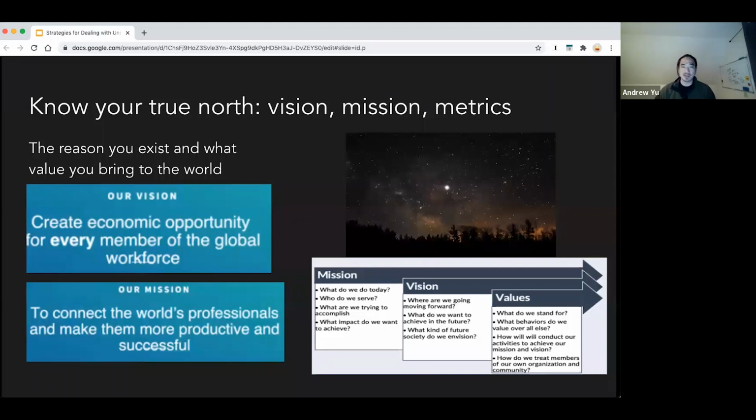And then, of course, some really good examples here. This is LinkedIn's vision and mission, which I think are just so well put together. The vision is create economic opportunity for every member of the global workforce. And the mission is to connect the world's professionals to make them more productive and successful. So if we were ever in a situation where we were super uncertain about what to build or the strategy around what to build, at the very least, we could look to our vision and mission.